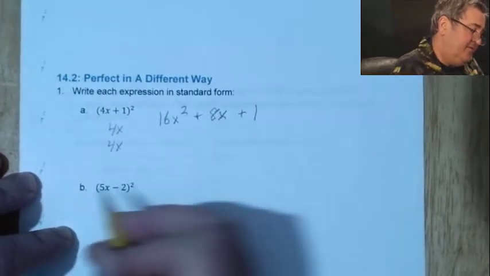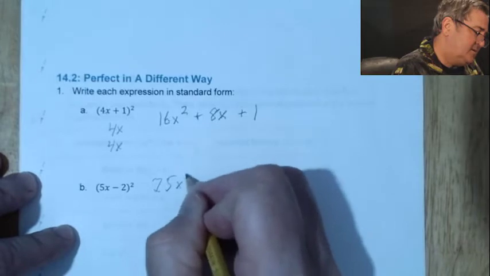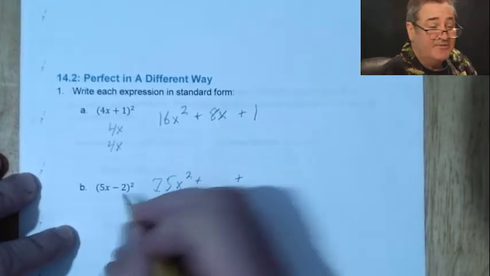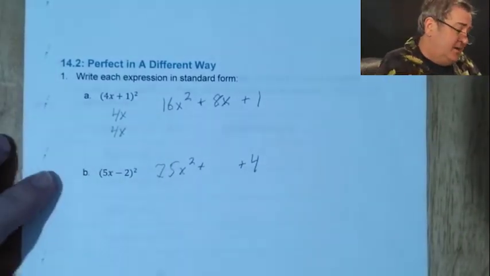So what would this be? 5x times 5x. 25x squared plus something. Negative 2 times a negative 2. Positive 4. So I know there's going to be a positive on the end. But look at this.